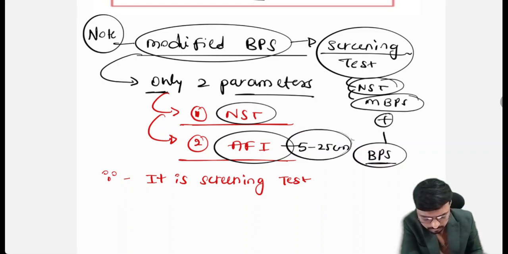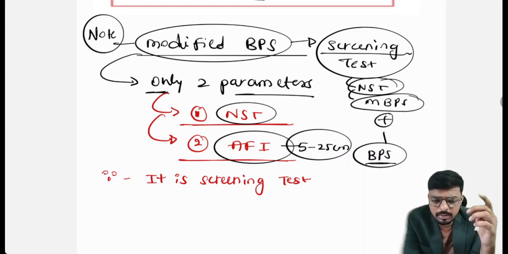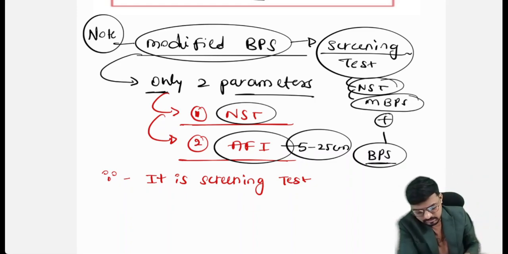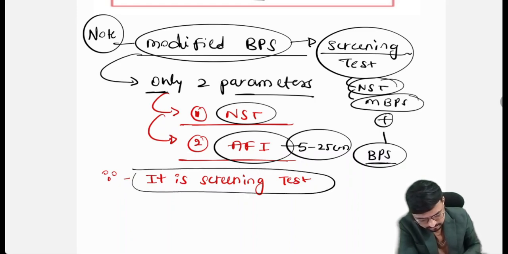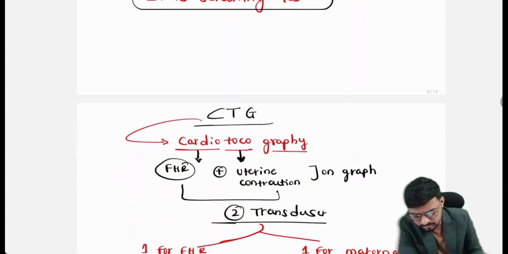The question will be asked in your exam. The normal single largest pocket volume of the amniotic fluid is 2 to 8 centimeters, and the normal amniotic fluid index is between 5 to 25 centimeters. Very important, keep in your mind. This modified biophysical score is the screening test, what I have told already, but the biophysical score is the confirmatory or diagnostic test.